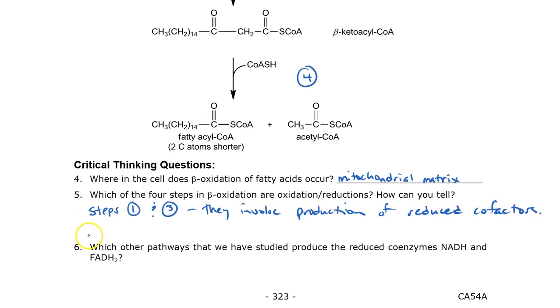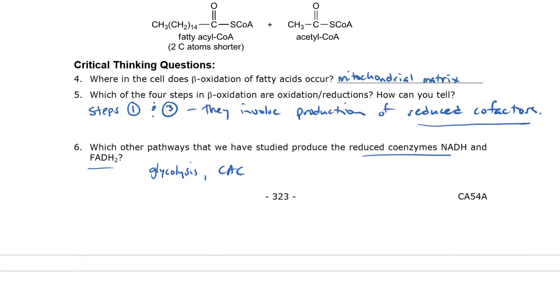All right, so steps 1 and 3, right? And you can tell, pretty straightforward, those are the steps that involve producing those same reduced cofactors that we've seen in the past. Which other pathways that we have studied produce those reduced cofactors? Just list them here. Pause now. Certainly glycolysis produces NADH. The citric acid cycle produces both. And if you wanted to list that bridge or transition step, you could list that too.